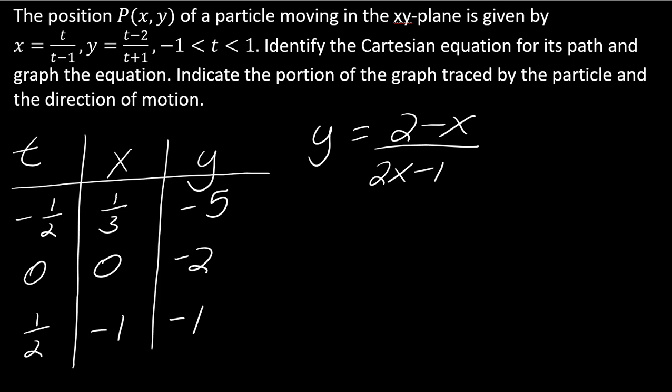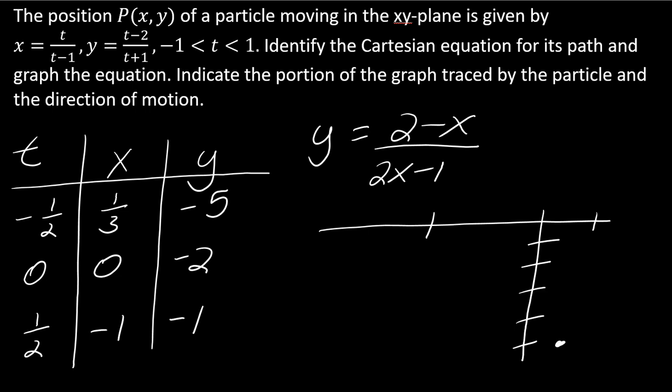So let's see, I will draw my axes. So here's 1, here's -1. So we have 1, 2, 3, 4, 5. So I have 1/3 and -5, so I'm somewhere down here. And then 0, -2, so that's somewhere here, and then -1, -1. So now I can see kind of how this rational curve is coming together.